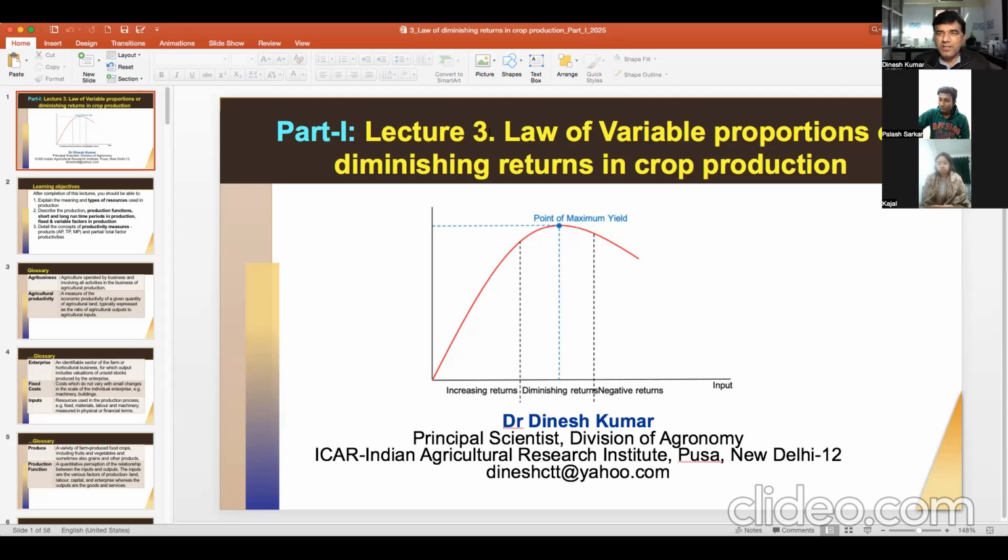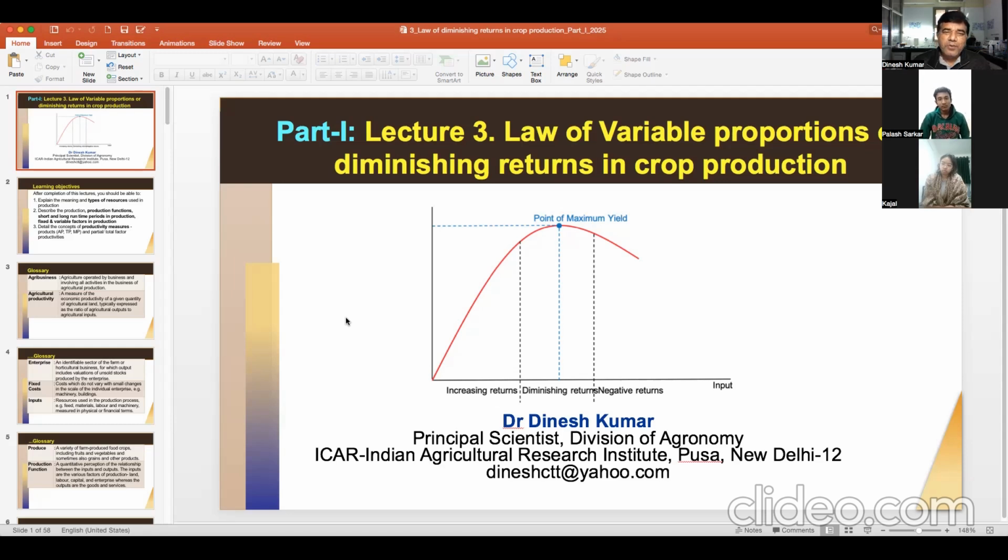But in today's lecture, I would like to discuss some terminology or glossary and certain important topics related to this law. So today we are not going to explain or understand this law actually, but we will see the associated topics to this law. But before that, I just want to tell you that law of variable proportion and law of diminishing return are almost synonymous.